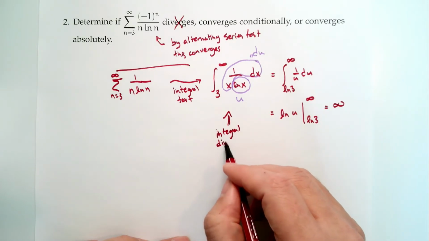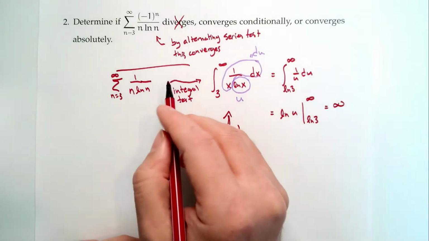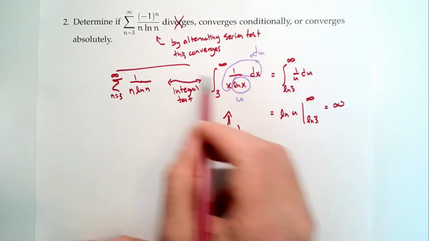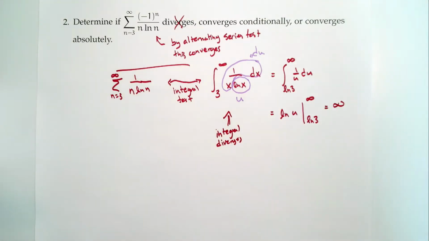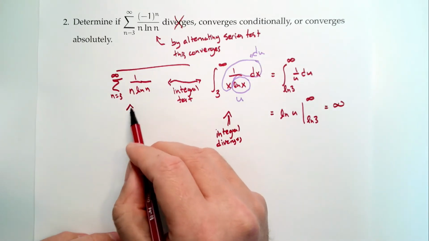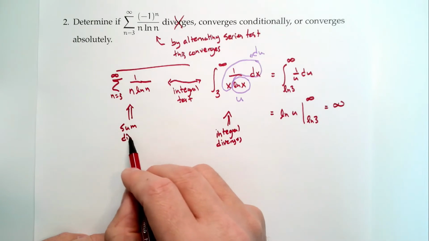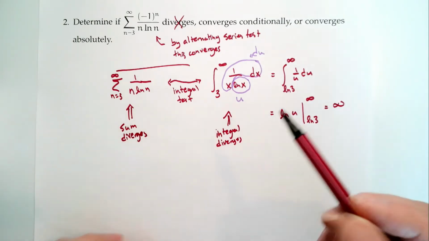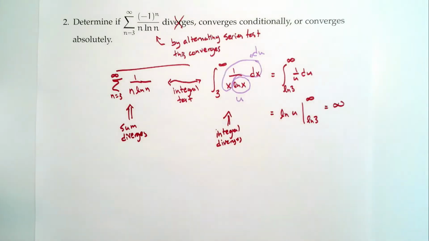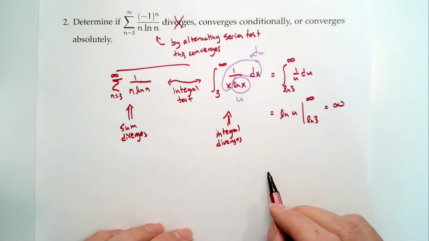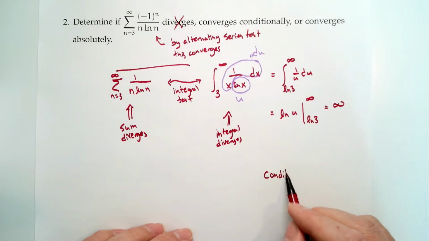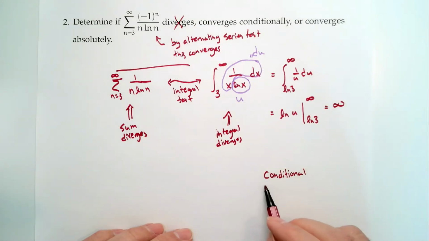The nice thing about the integral test is that it really is a two-way street. I can go back and forth, not in terms of what the answer is, but in terms of the behavior of the answers. So that says that the sum diverges. This is a case where the series itself converges by the alternating series test, but take away the alternating part and it diverges by the integral test. If we put that together, our conclusion is it is conditional convergence.